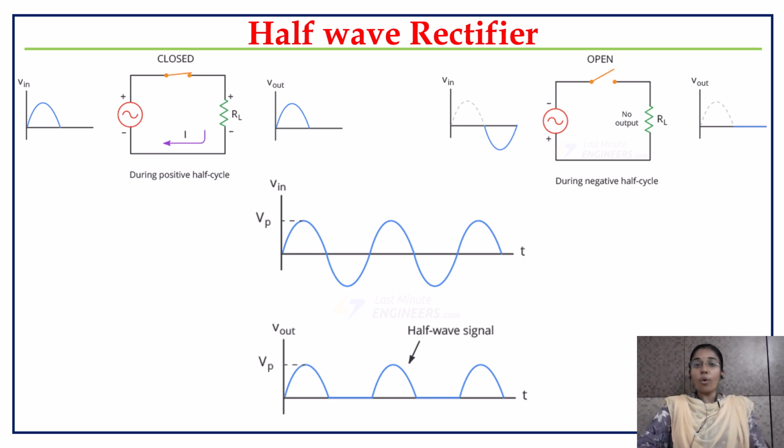So in order to overcome this, there is another design which is called a full wave rectifier. So a full wave rectifier is actually designed to overcome the main disadvantage in this half wave rectifier, which is the wastage of power. Okay. So this full wave rectifier we will be discussing in the upcoming class.